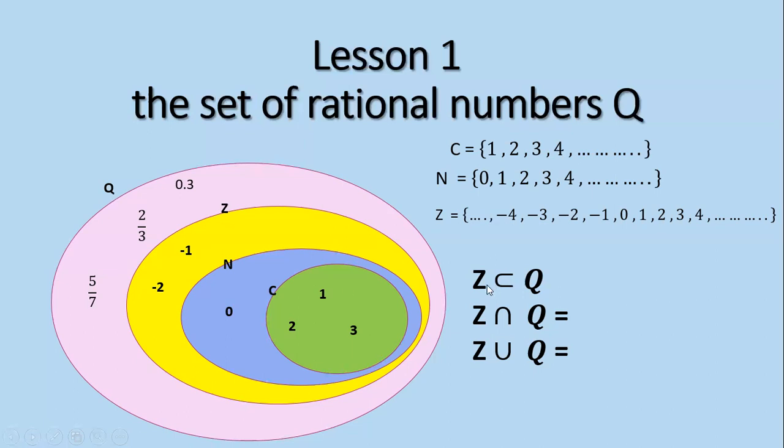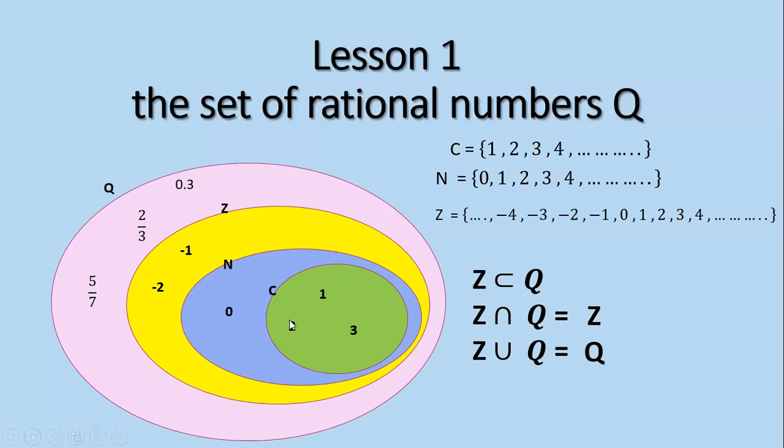So, if Z is a subset of Q and we take the intersection, Z intersection Q equals, yes, the small set, Z. But if we take the union, Z union Q equals, yes, Q. Because the intersection gives me the small set and the union gives me the big set, when the small is a subset of the big.